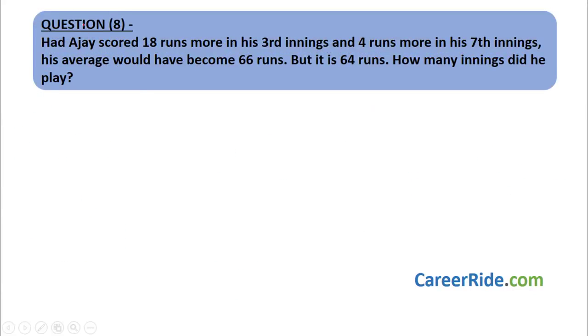Question number 8. Had Ajay scored 18 runs more in his third innings, and 4 runs more in his 7th innings, his average would have become 66 runs, but it is 64 runs. How many innings did he play? Now we do not know the number of innings over here. What we know is average is nothing but sum of all observations upon total.